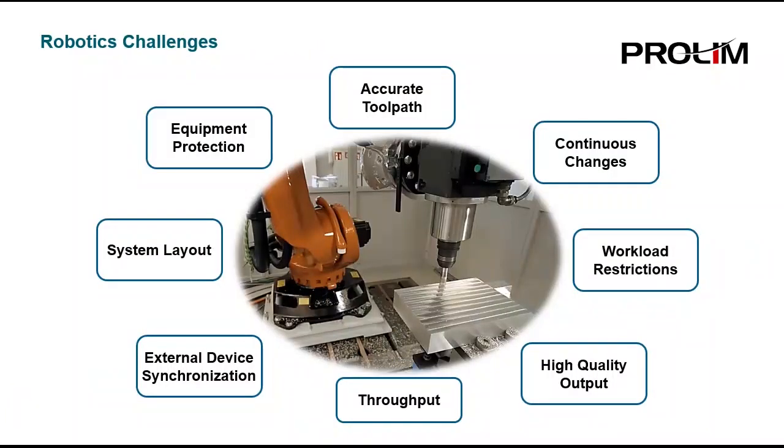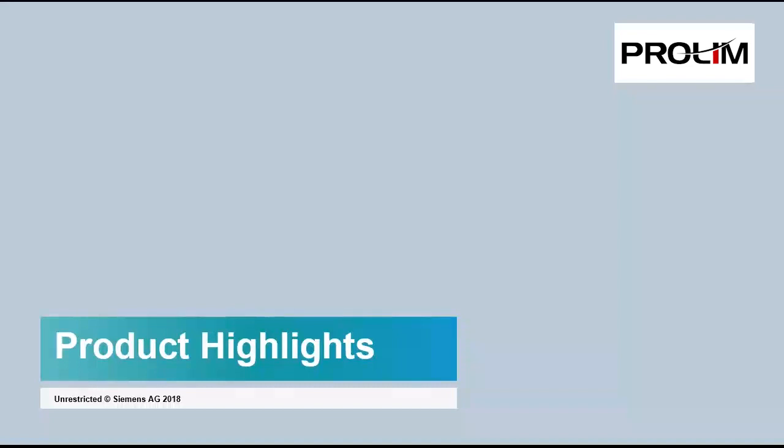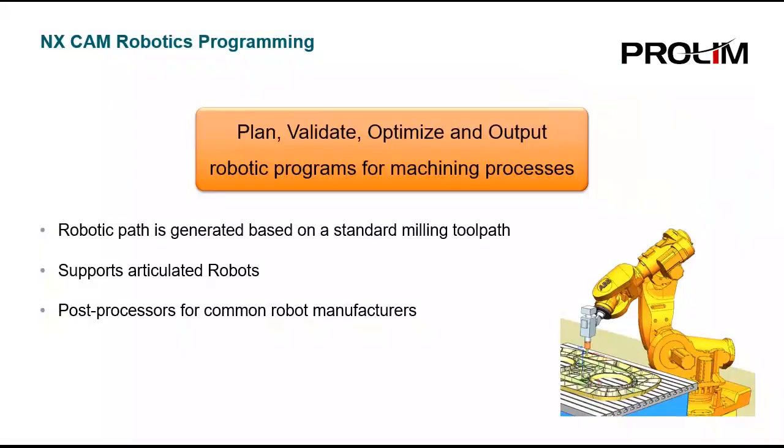Here we can see some robotics challenges. For example, an accurate toolpath, continuous changes, and also external device synchronization. Doing manual programming, it's hard to accomplish all these challenges. But using CAM software for robot programming, we can accomplish all these challenges easily and quickly. So let's talk about the CAM Robotics product highlights.